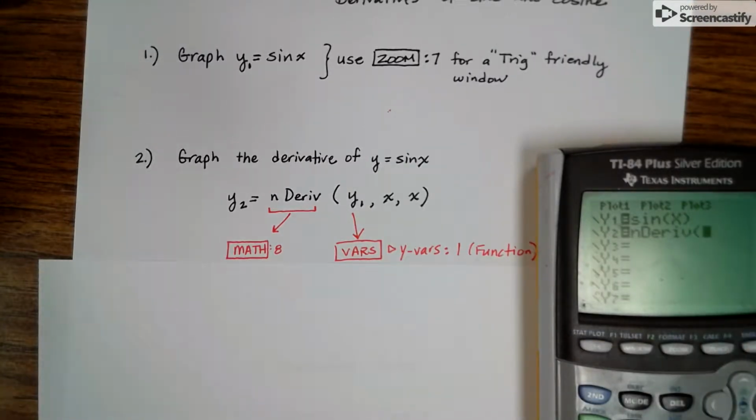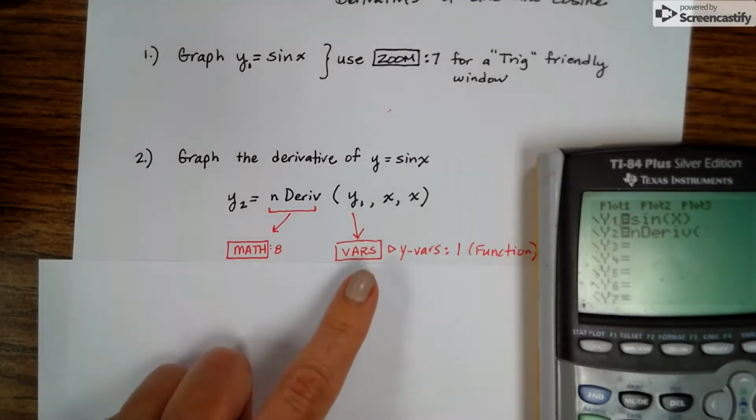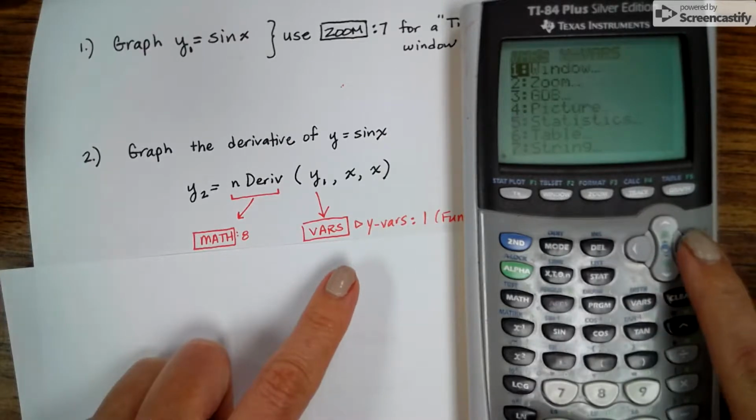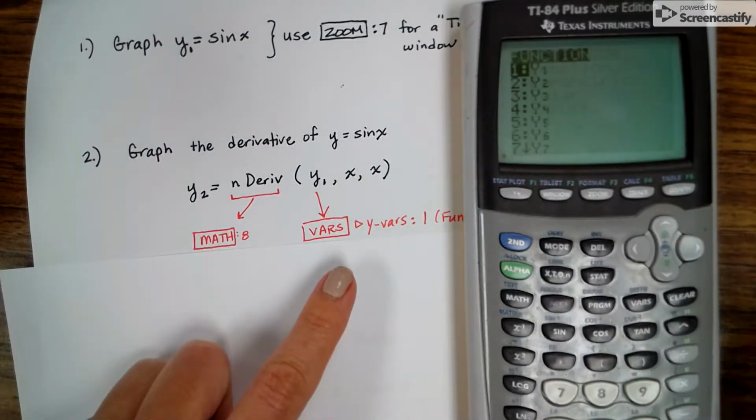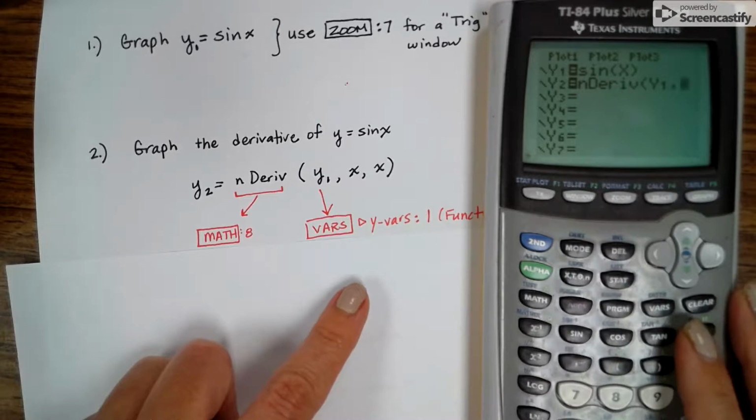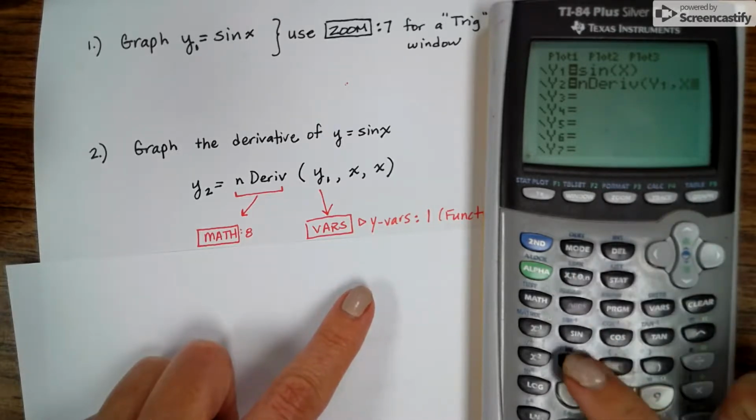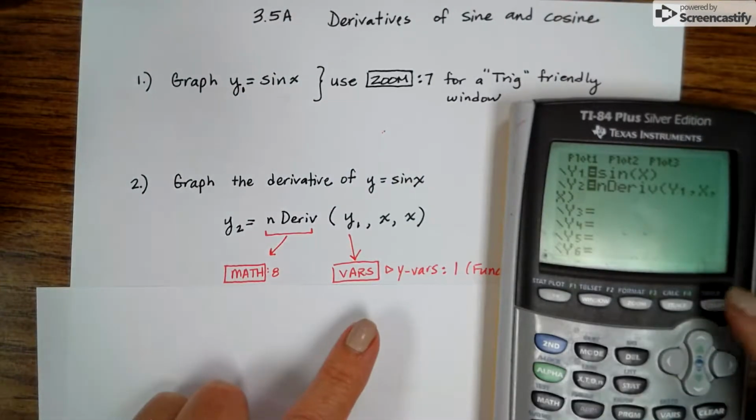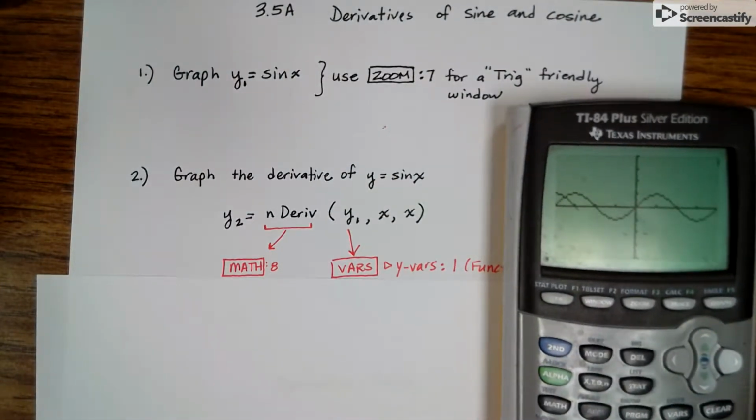To recall the y1, I could either type in sine x here, or just to remind you how to put the y1, I hit vars, the right arrow to y-vars, choose function, and I'm going to choose y1 since that's where sine of x is. Then comma, in terms of x, for all x, and then close parentheses. Now I'm going to graph. So this new one is the derivative graph.